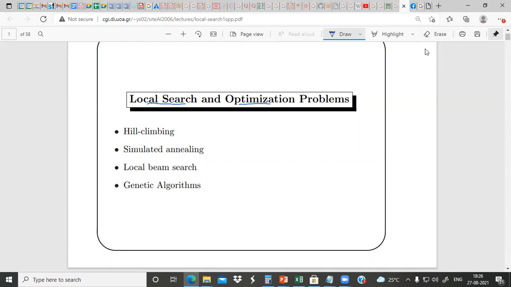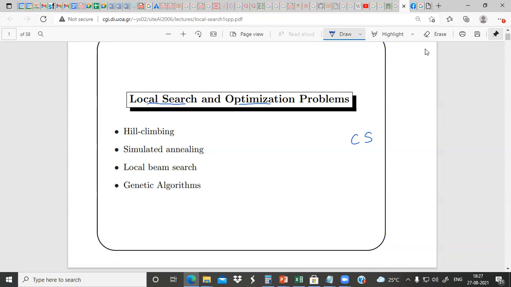In a local search, the algorithm will not remember the nodes which were generated earlier. That is, the algorithm will always remember only the current state. Whatever the previous path, it will not remember. It will forget that previous path. Such an algorithm is called a local search.